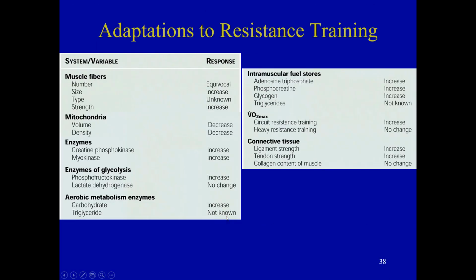All right, so here's a list of some of the adaptations that you would get with chronic resistance training. A lot of these we've talked about. A couple of these will be new, but for the most part, they should add together. As far as resistance training, number of muscle fibers is equivocal. We said no evidence for hyperplasia, or not conclusive evidence anyway. Size is going to increase. So that's the hypertrophy we talked about.